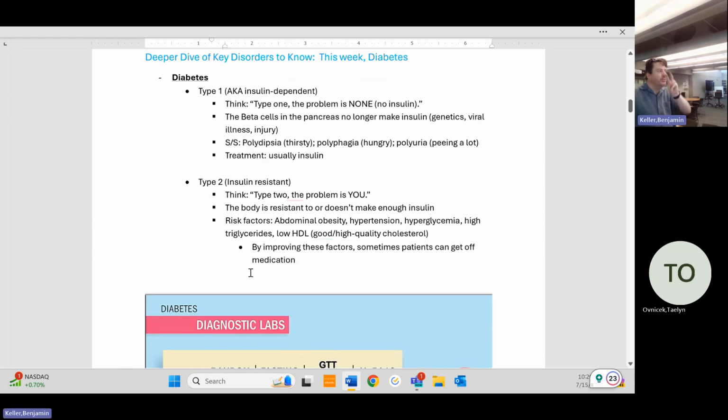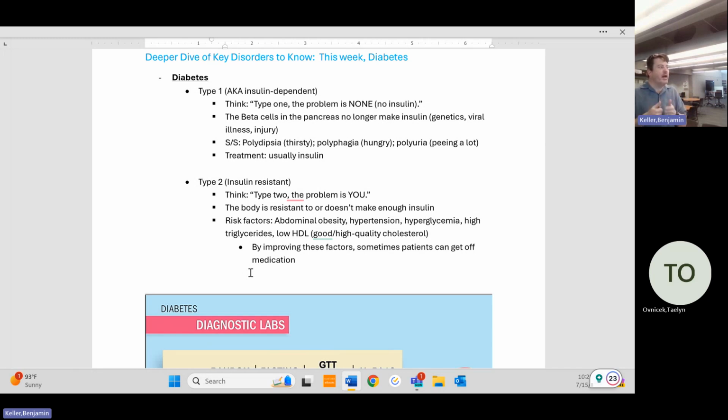Now type 2 diabetes, which is insulin resistant. You can think that with type 2, the problem is you. The body is resistant or doesn't make enough insulin. Those risk factors typically have to do with too much weight. They tend to be folks that are heavier, particularly with abdominal obesity, with hypertension, hyperglycemia, high triglycerides, and low HDL. That's the good or the high quality cholesterol. I remember HDL by thinking H for high quality and L for low quality.